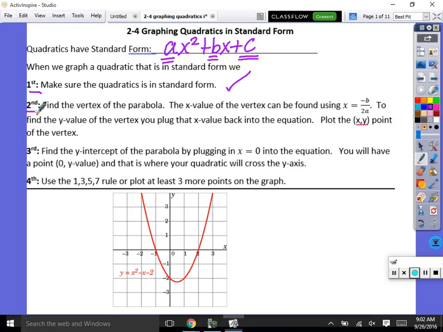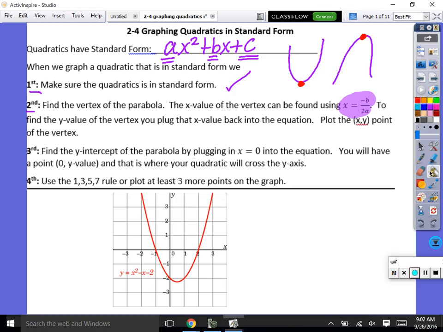Now remember, guys, vertex of a quadratic. We have quadratics that are smiley faces and frowny faces. Vertex is the lowest point, the min, or the highest point, max. Correct, everybody? So we can do that by using this equation right here. X is equal to negative b over 2a.